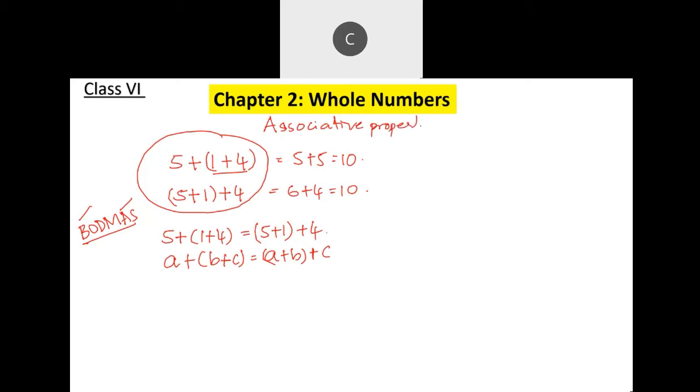So this is the third property. The first property was closure property. The second property is commutative property. And the third one is associative property.